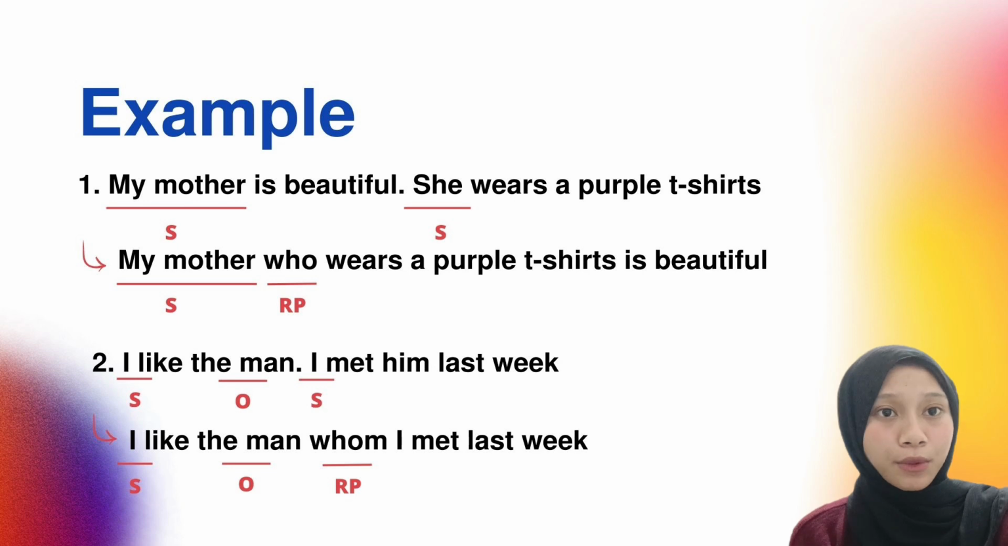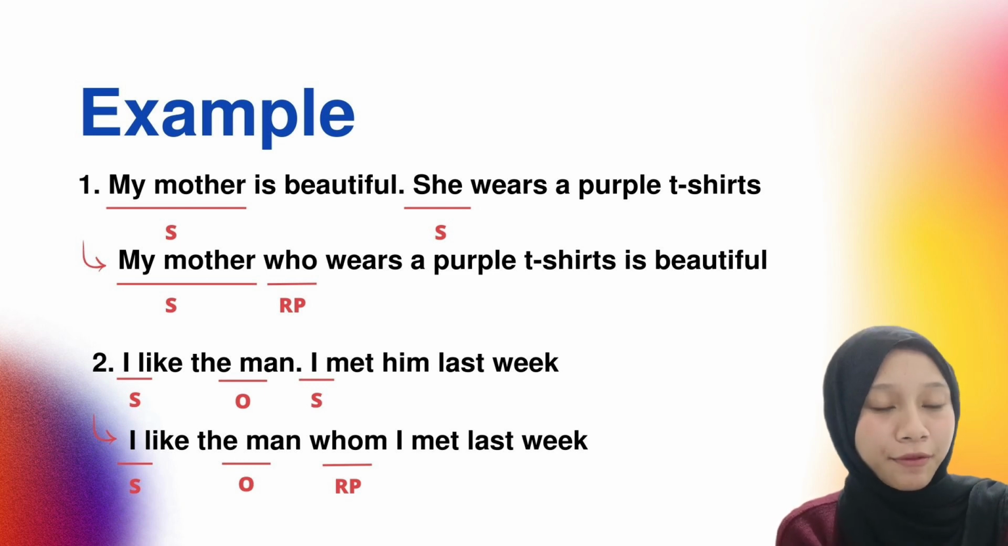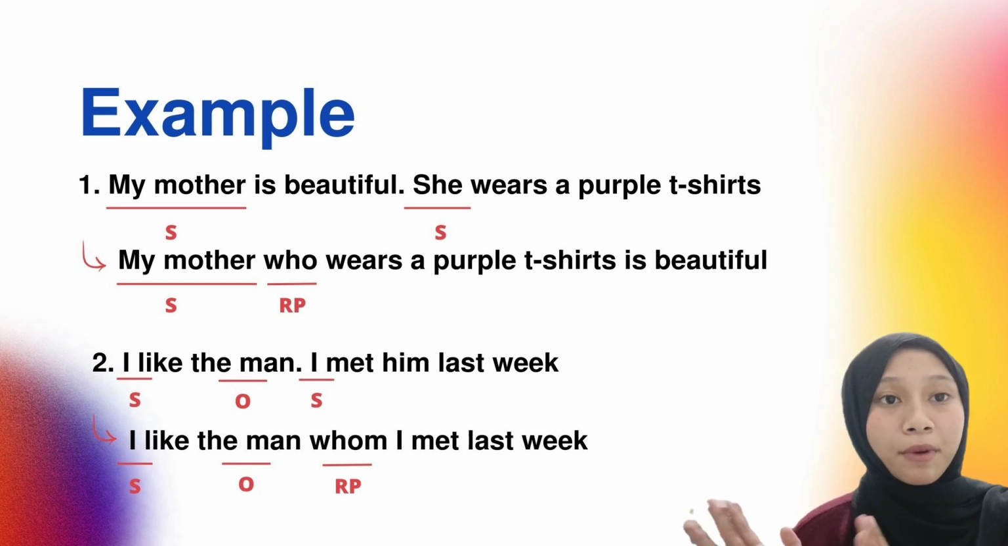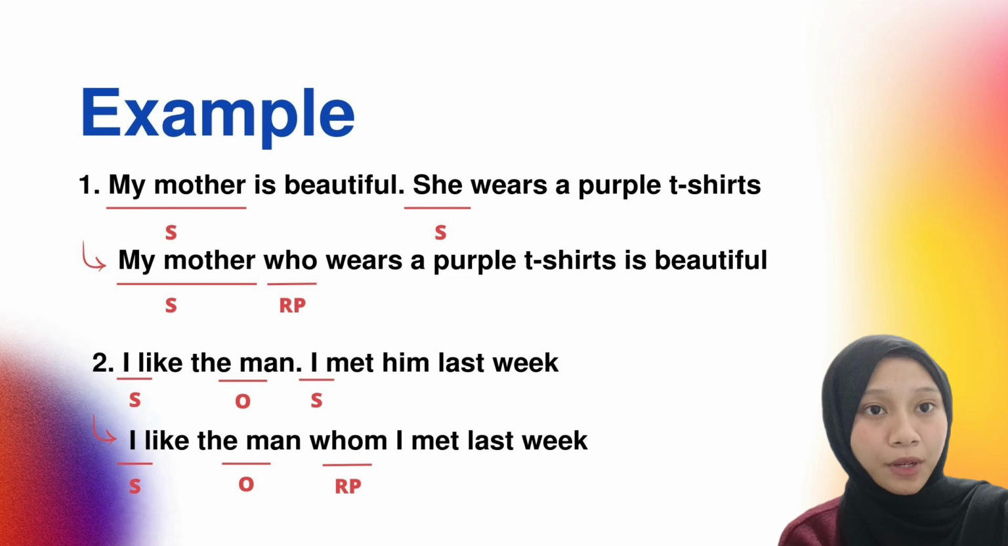Now I'm going to give you all some examples of adjective clause. First, my mother is beautiful. She wears a purple t-shirt. My mother as a subject and she as a subject too. To combine two sentences, we can use who as a relative pronoun.